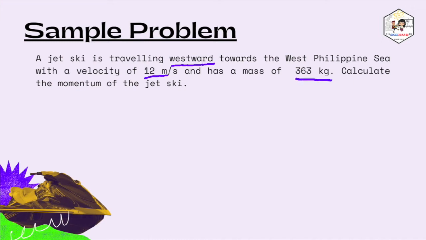So let us again write our given velocity. We use negative 12 meters per second. Again, why do we use negative? Because it is traveling in the westward direction, or towards the left. And it has a mass of 363 kilograms. So what is required from this problem is, again, momentum.